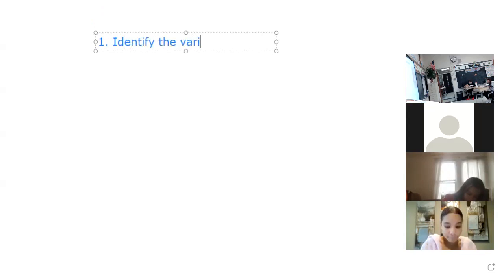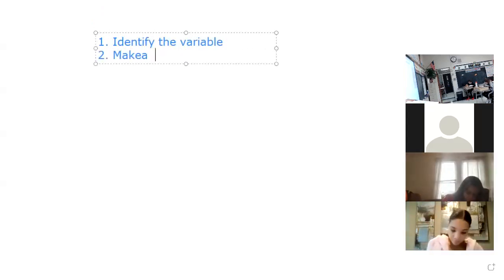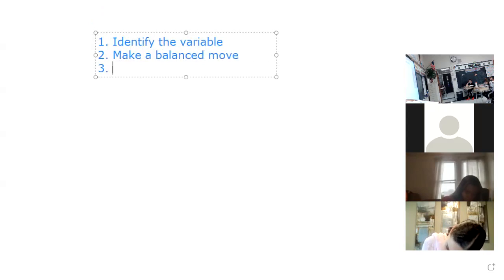Identify the variable. Step 2: make a balanced move. Step 3: simplify to solve. Right?